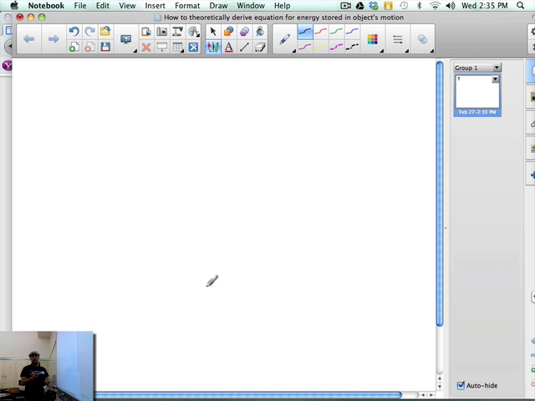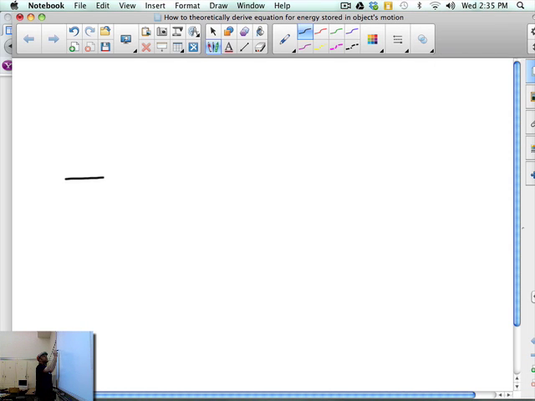Okay, so here. The simplest case for making something move: an object being dragged with a rope, right? Now, the hardest part about this is I want the object to actually accelerate.